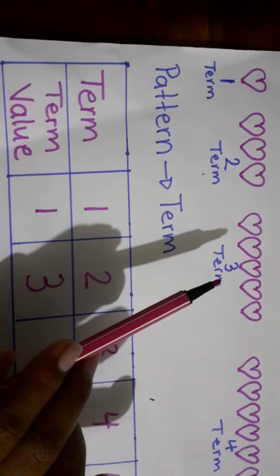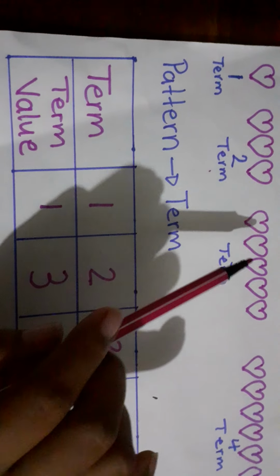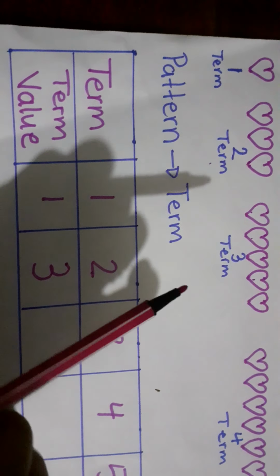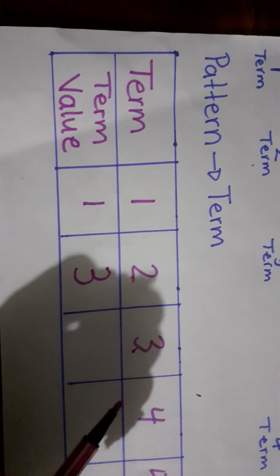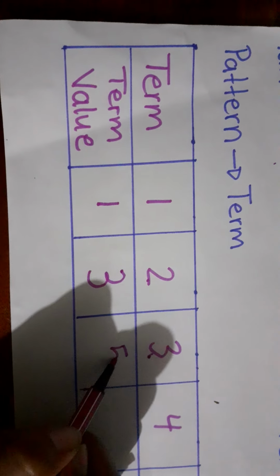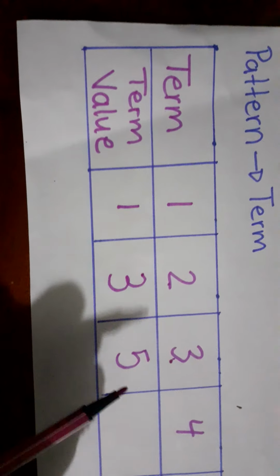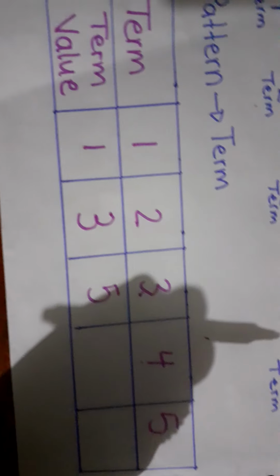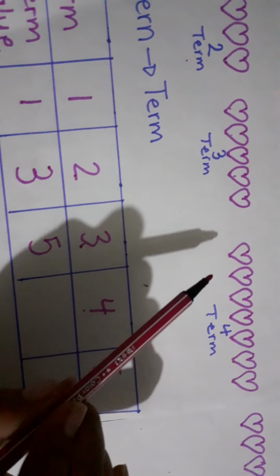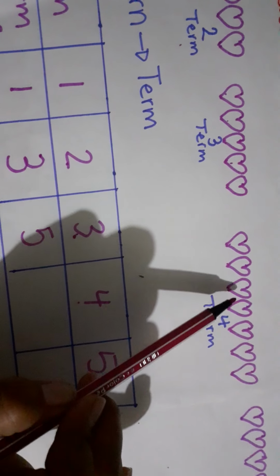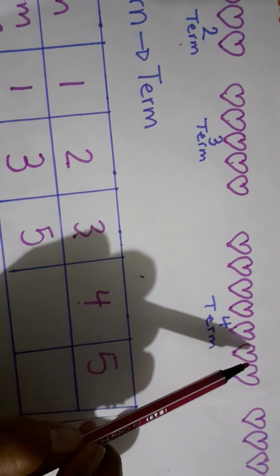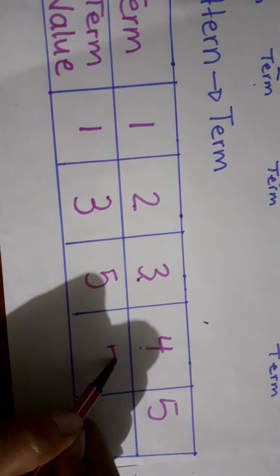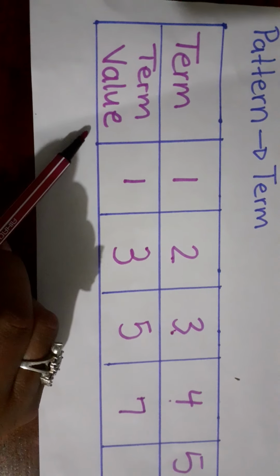So the third term, how many hearts does it have? 1, 2, 3, 4, 5. So under the third term, I am going to write the number 5. So the term value is 5. Now we are going with the fourth term. Fourth term, let's count how many hearts it has. 1, 2, 3, 4, 5, 6, 7. 7 hearts. So I am going to write 7 under term value.